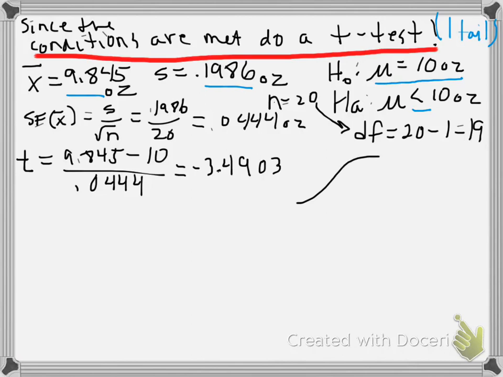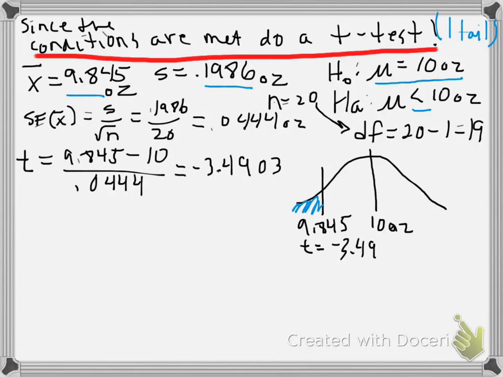So we should draw a picture to express that. We think there's 10 ounces on average, but we got 9.845, and that gave us a t-score of negative 3.49, I'm just going to say. And we want this area right here. That's the area, that's the p-value here.